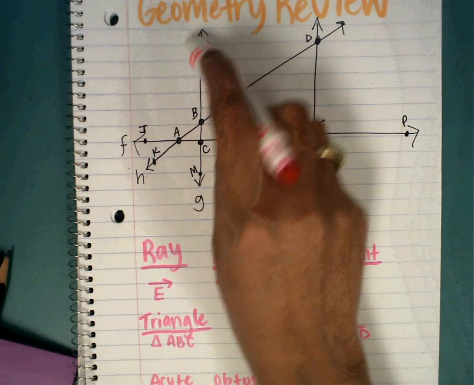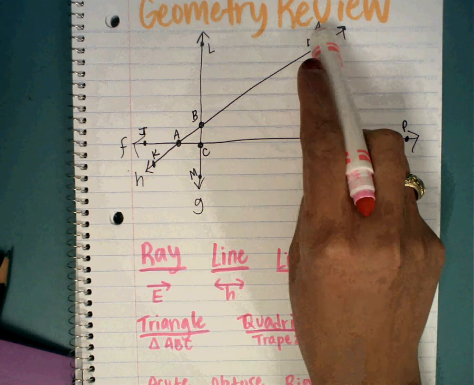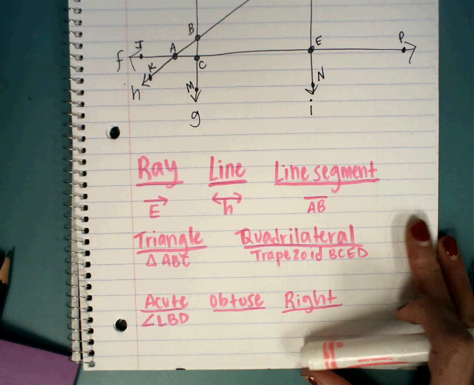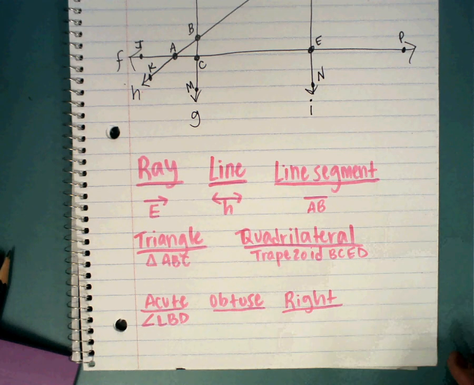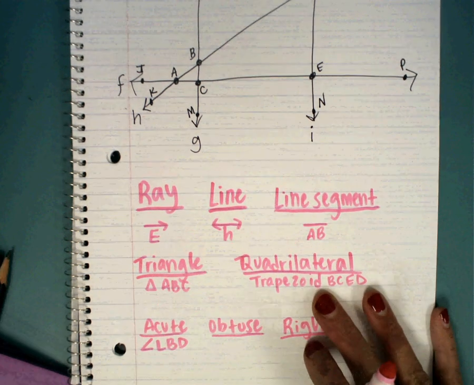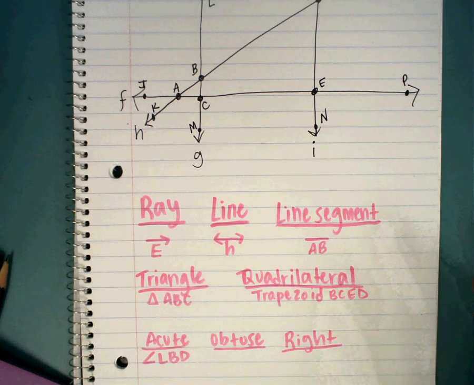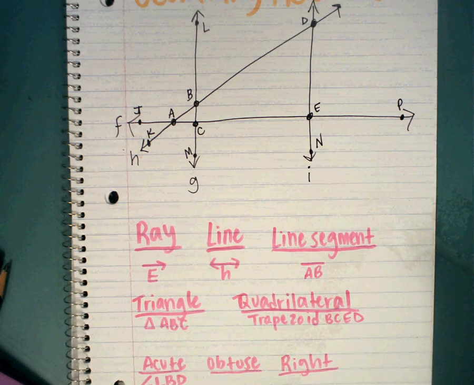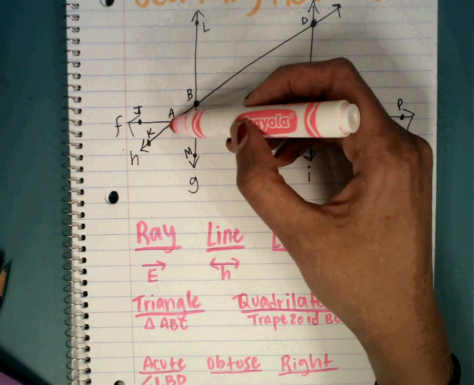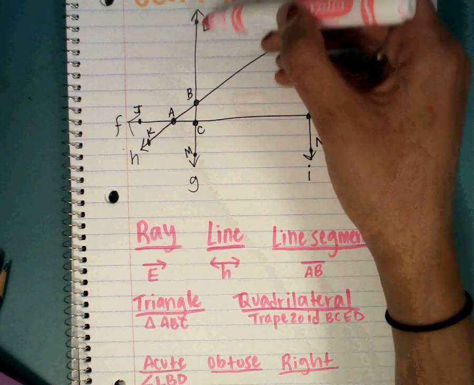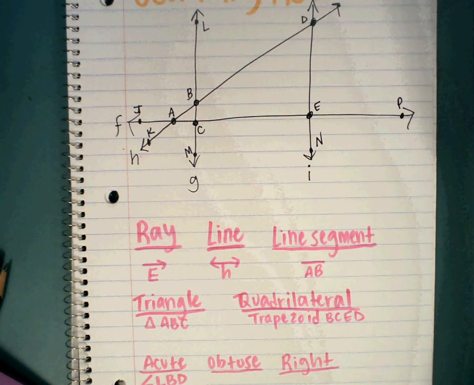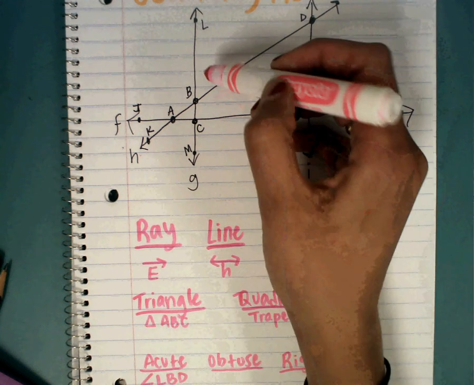Do you see an obtuse angle anywhere on your figure? Again, I see a lot. Let's check out this one right here. From A to B to L. That's a good one. It's on that same little part that the LBD one was. So we're going to call that angle ABL.